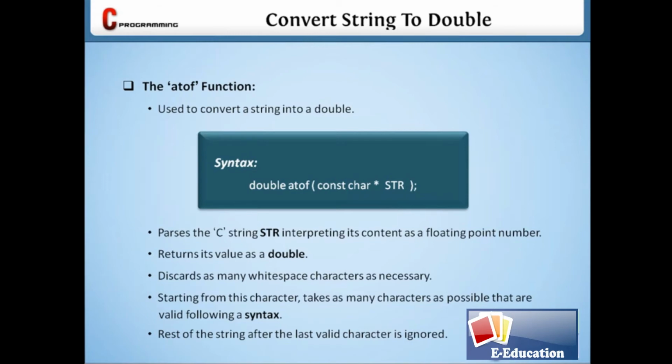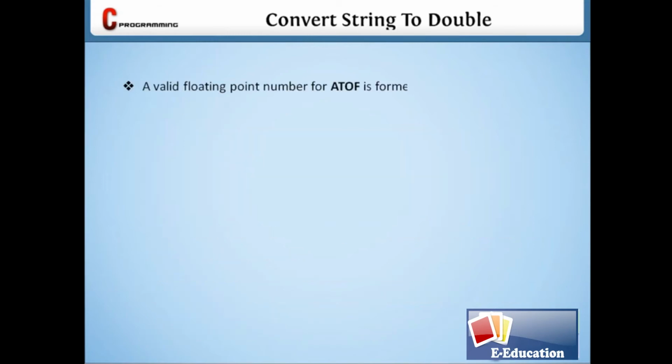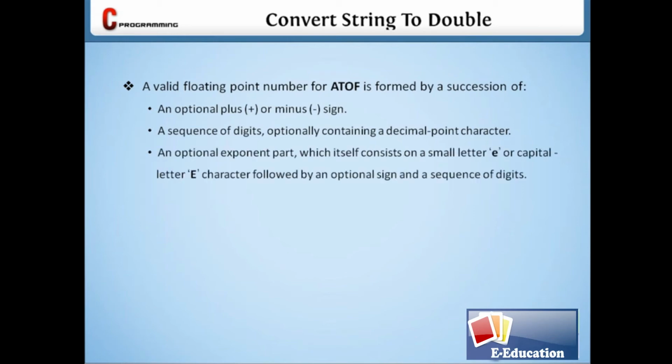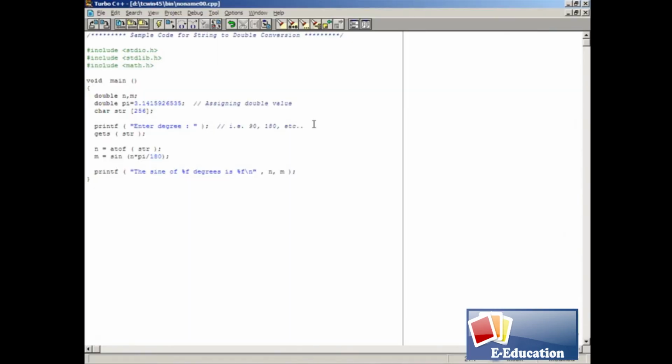A valid floating point number for ATOF is formed by a succession of an optional plus or minus sign, a sequence of digits optionally containing a decimal point character, an optional exponent part which itself consists of small letter e or capital E character followed by an optional sign and a sequence of digits. To understand this better, let's look at the sample code.